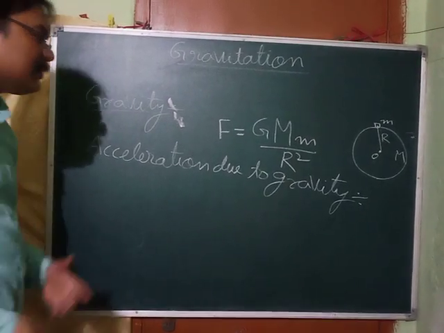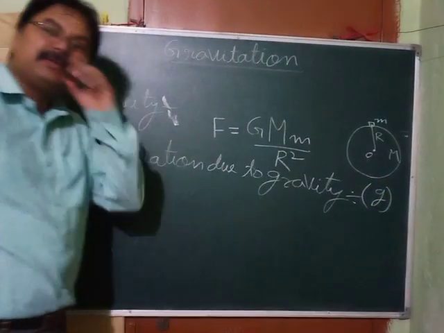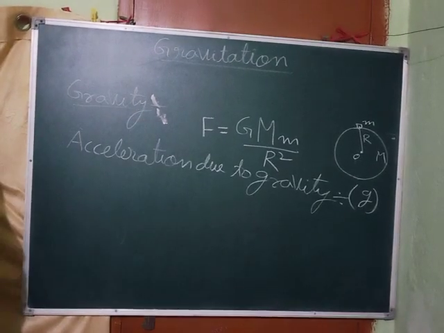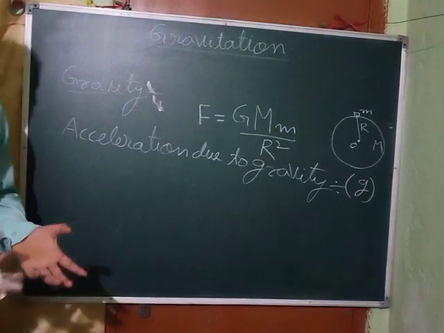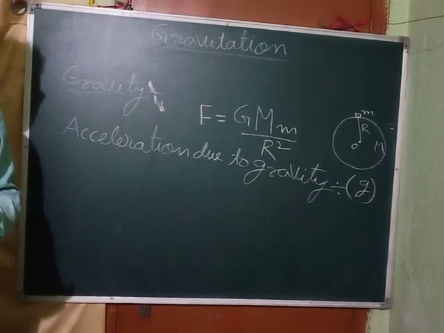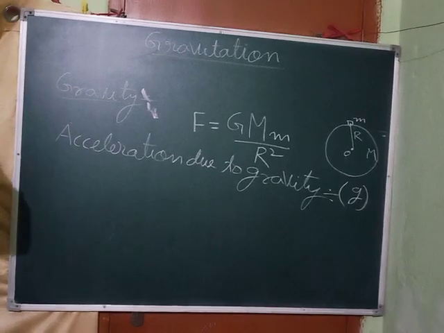Okay, and this has a symbol, no? Small g. So it is acceleration. People call it gravity. No, it's not gravity actually. It is acceleration due to gravity. Gravity means it is force, but this is acceleration. How can force and acceleration be the same? It can never be the same, no? So don't get confused while talking.